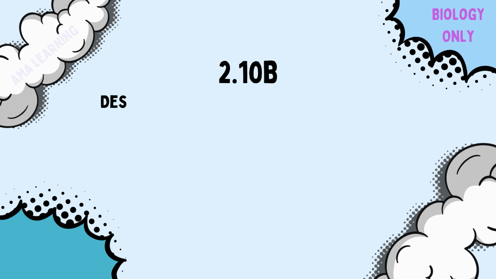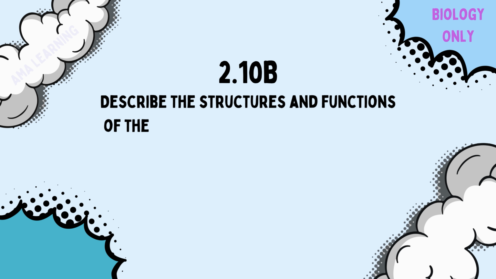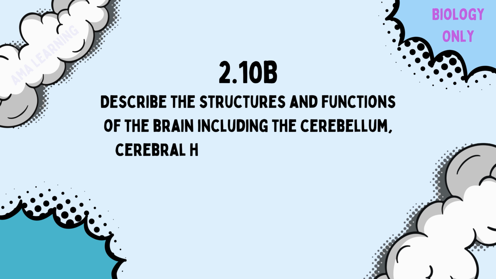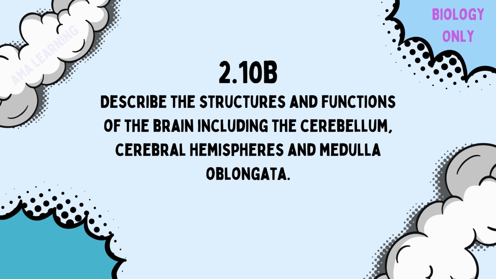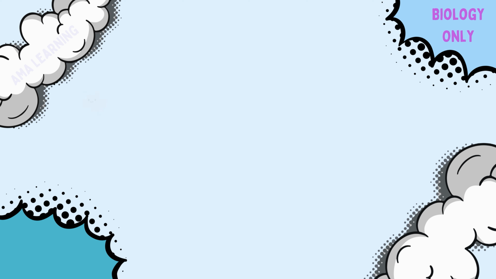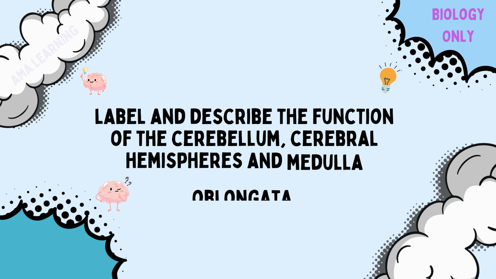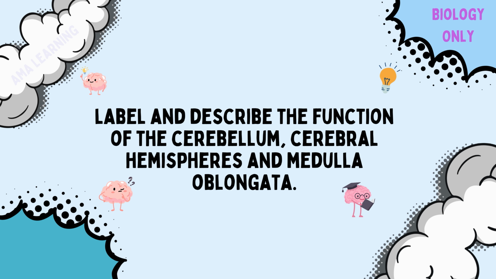Specification Point 2.10b: Describe the structures and functions of the brain, including the cerebellum, cerebral hemispheres, and medulla oblongata. This is a biology-only specification point. To successfully answer any GCSE questions linked to this specification point, you will need to be able to label and describe the function of the cerebellum, cerebral hemispheres, and medulla oblongata.